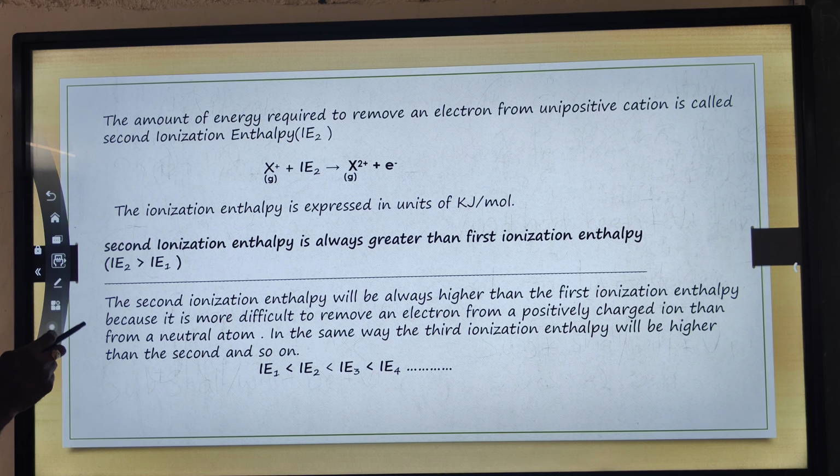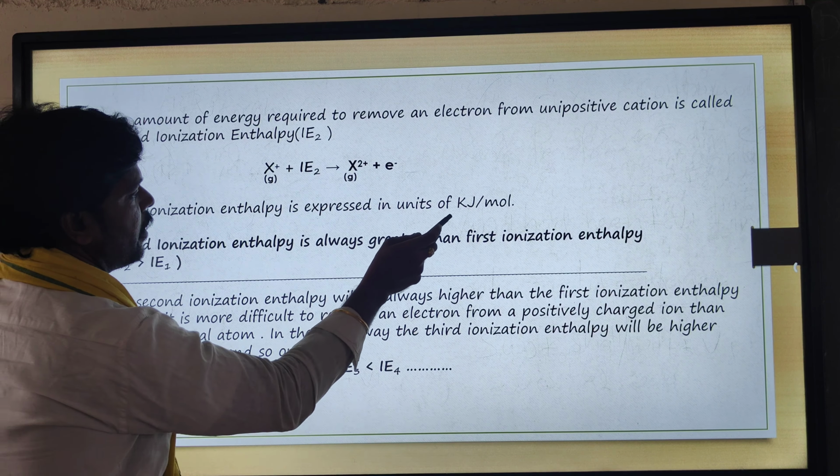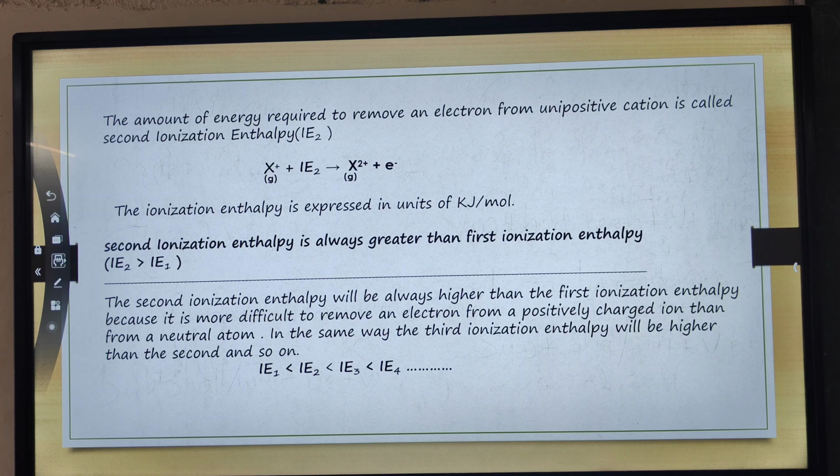The ionization enthalpy is expressed in kilojoules per mole. There is another unit for ionization energy, electron volts per atom. What is most important are these two equations. In the first equation we have IE1, in the second equation we have IE2. IE1 is the first ionization enthalpy and IE2 is the second ionization enthalpy. Second ionization enthalpy is always greater than first ionization enthalpy.